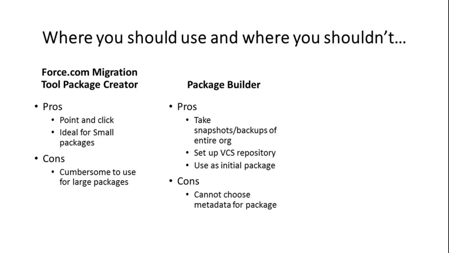The package builder is best used when you want to take a snapshot of your org or you want to set up a version control repository. It generates the package XML for the entire org, which includes all the metadata. You can then perform a retrieve and, if necessary, take periodic backups of your metadata. It can also act as an initial package file on which you can base your further development. This is helpful when using a version control system such as Git.